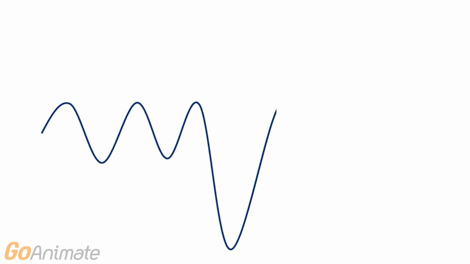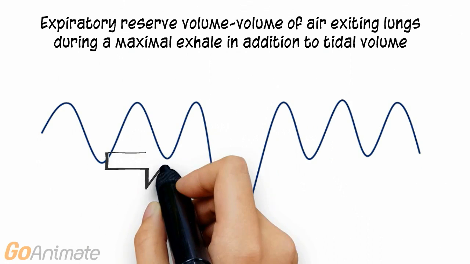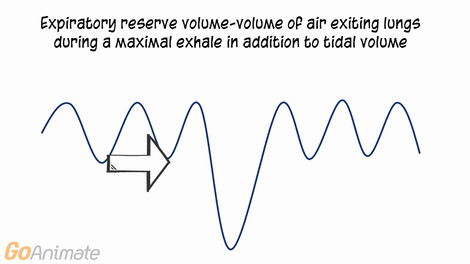If we told our patient to breathe in normally and then exhale as hard as they could, the graph would look like this. Expiratory reserve volume is the amount of air leaving the lungs in addition to tidal volume during a maximal exhale. We could measure expiratory reserve volume from the valley of a tidal volume to the valley of our maximal exhale.